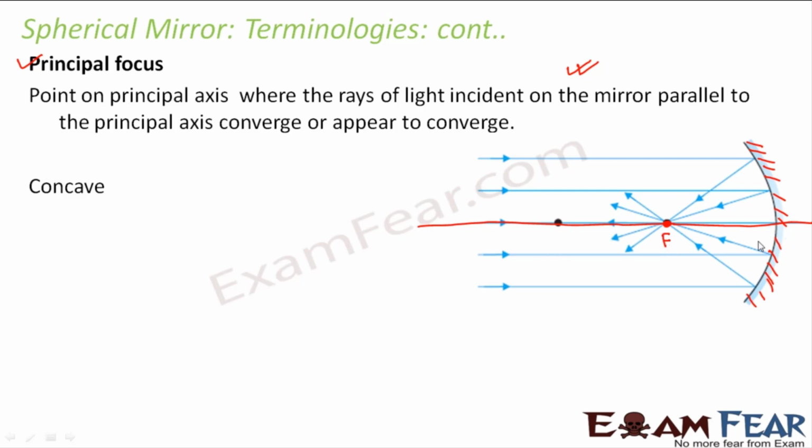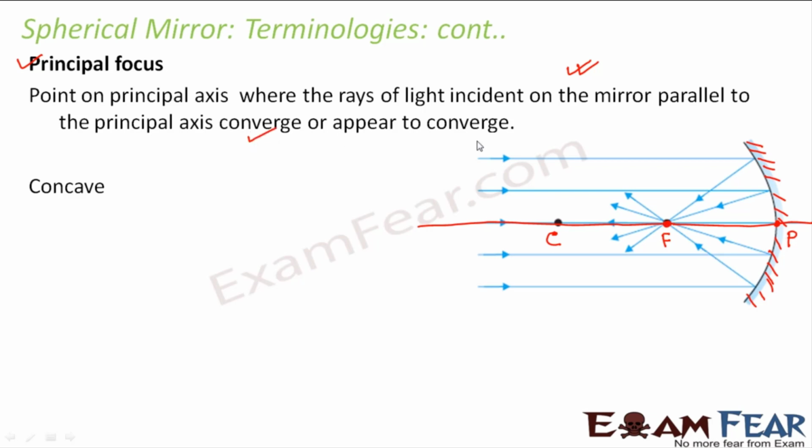This is my principal focus. So this point was pole, this point was center of curvature, and this is now principal focus, right? So what is principal focus? It is the point where the incident rays which are parallel to the principal axis after reflection converge or appear to converge. So in case of concave mirror, the rays of light actually converge.